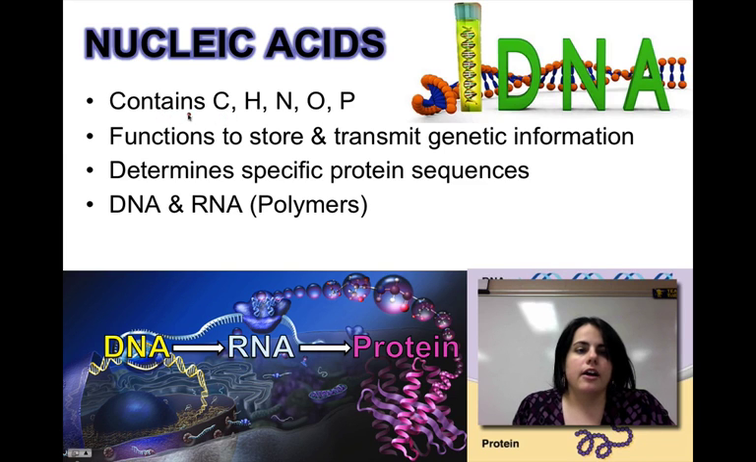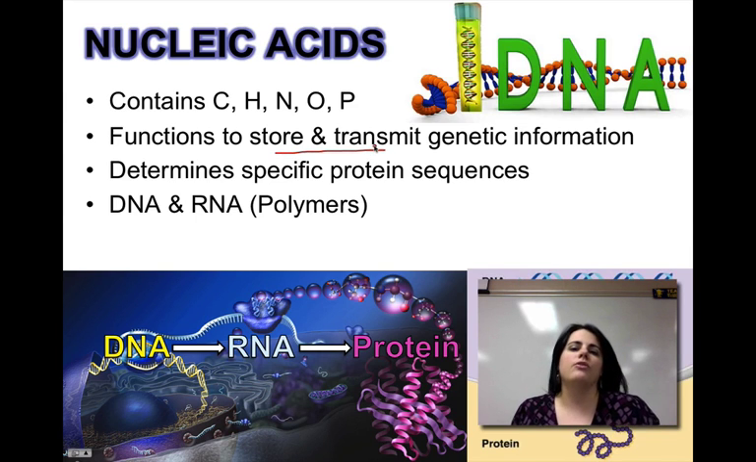First of all, the elements that it contains is everything except for sulfur. So of CHONP, it's just CHONP. So no sulfur in DNA or any nucleic acid. Their main function is because it's your genetic information, so they could store and transmit genetic information. And they do that in a process called protein synthesis.